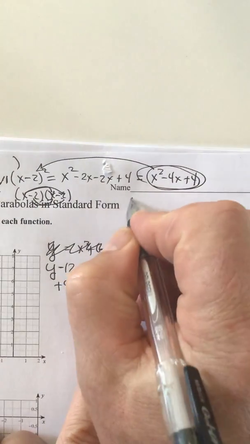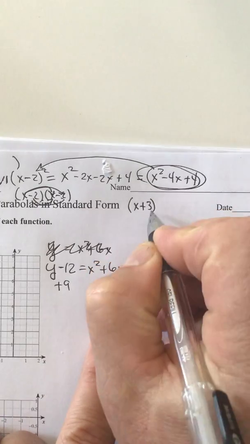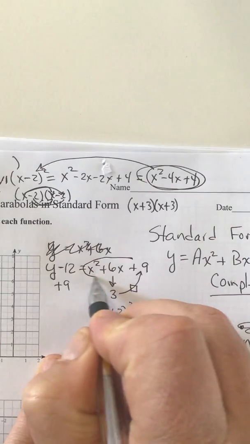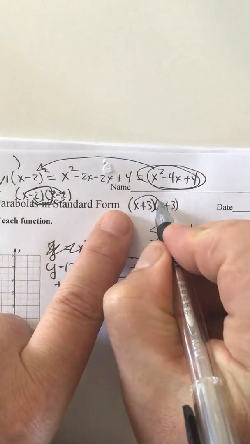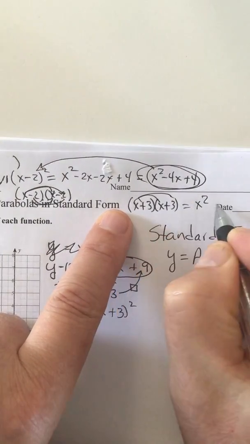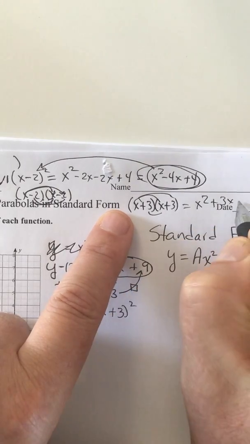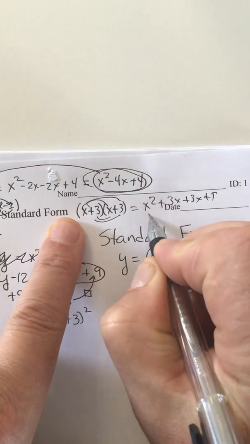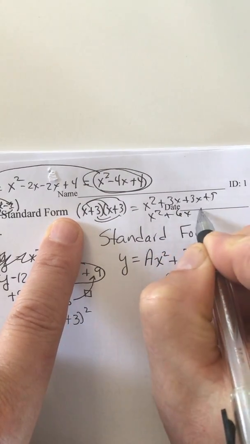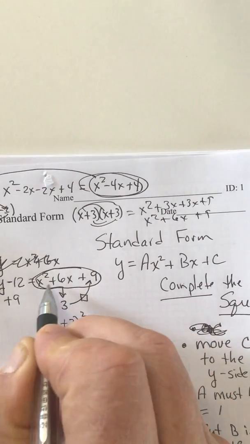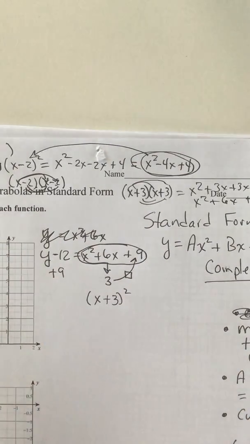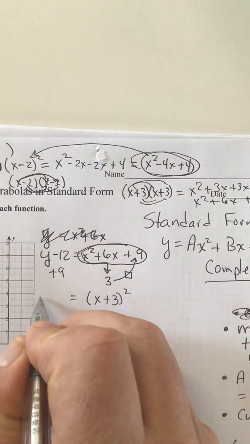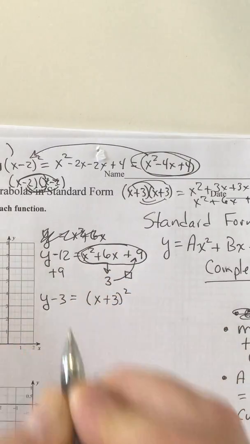Now, let's watch. I'll prove that. (x plus 3) squared means (x plus 3) times (x plus 3). Well, x times x is x squared. x times 3 is 3x. 3 times x is another 3x. And 3 times 3 is 9. Sure enough, that's x squared plus 6x plus 9. So you see, this is the same thing as this. Now on this side, we have y minus 12 plus 9, so we have y minus 3.